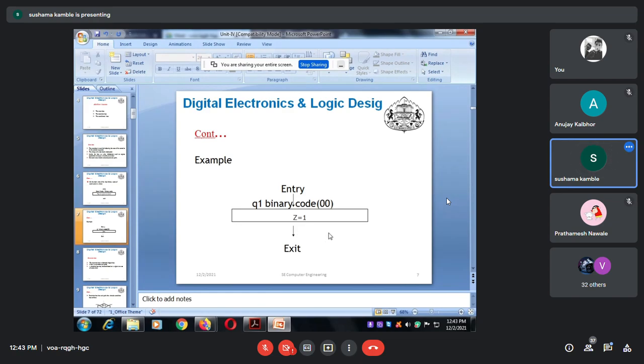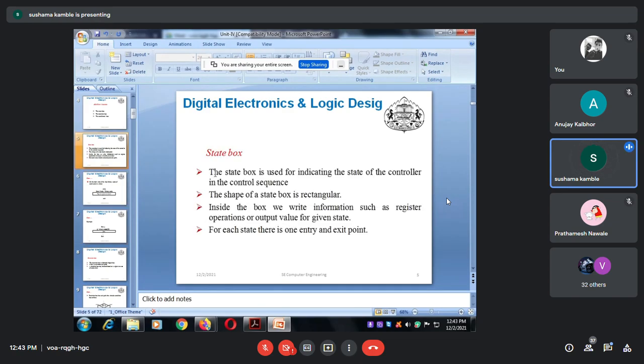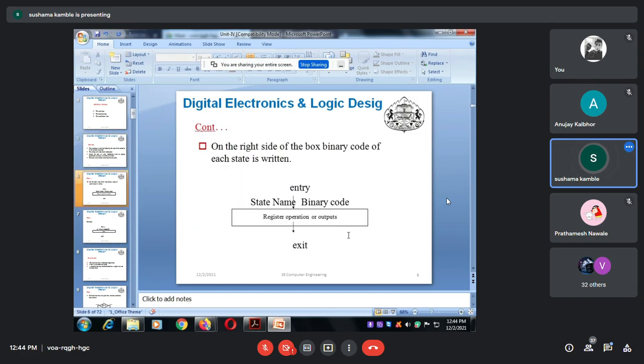Okay, see again, for what purpose are you using the state box? To indicate the state of the controller in the control sequence. Inside the box what you have to write? Information such as the register operations or output value for a given state. Okay, according to the example, that data will go there. And for each state that we are seeing, there is one entry and exit point. Okay.